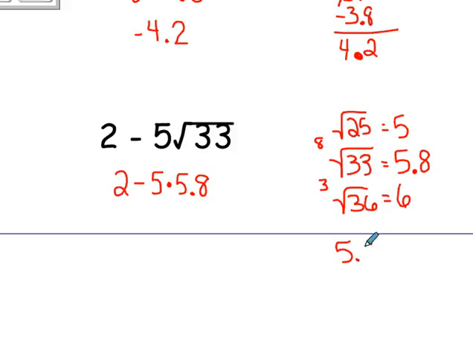I'll come over here and do that. I have 5.8 times 5. I'm going to get 40. Put the 0, carry the 4, and I'm going to have 25 plus 4 is 29. Don't forget that you have 1 digit of decimal in your problem. Therefore, you have 1 digit of decimal in your answer. So this is 29. So I have 2 minus 29, which is going to give me a negative 27 as my estimate here for this expression.